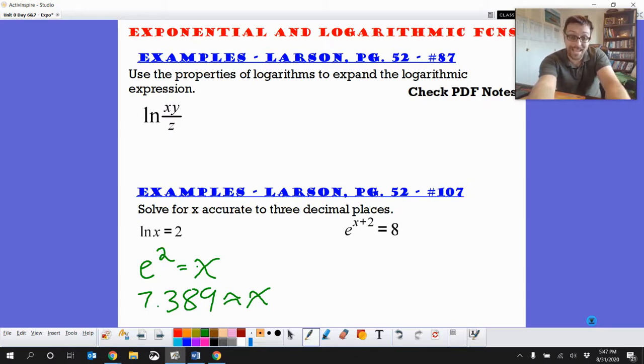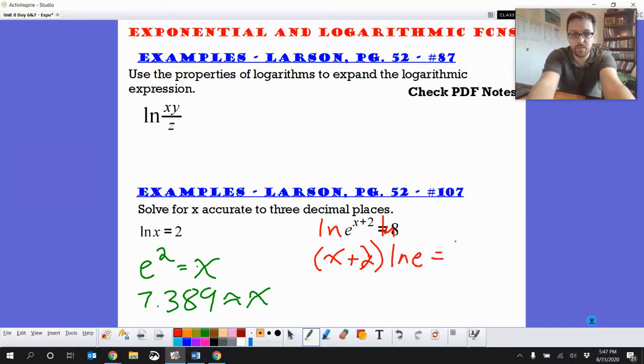In the next one, I want to get that thing out of the exponent. So I'm going to take the natural log of both sides in order to get that thing out. So then the x plus 2 comes in front. We've got an ln of e equals the ln of 8. So the ln of e, that's just 1, so it's gonzo. We got to subtract 2, so x is exactly negative 2 plus the ln of 8, so it doesn't look like it's inside of the logarithm.